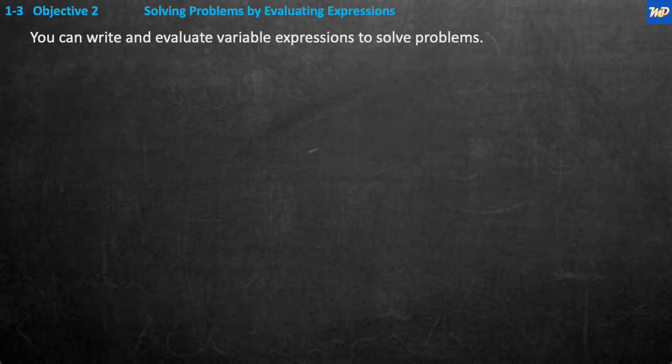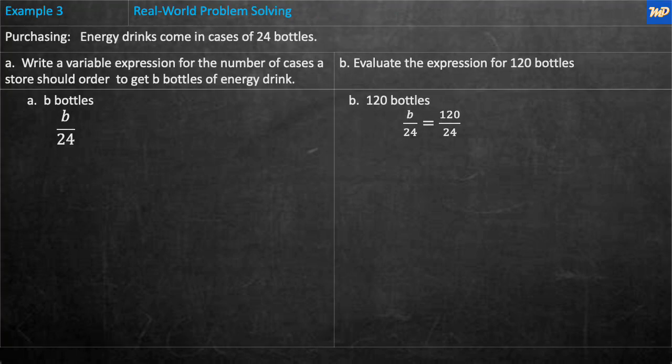So moving on to objective 2, it says solving problems by evaluating expressions. And you can write and evaluate variable expressions to solve problems. Let's see some. Okay, example 3. It's a real-world problem, a purchasing problem here. Energy drinks come in cases of 24 bottles.